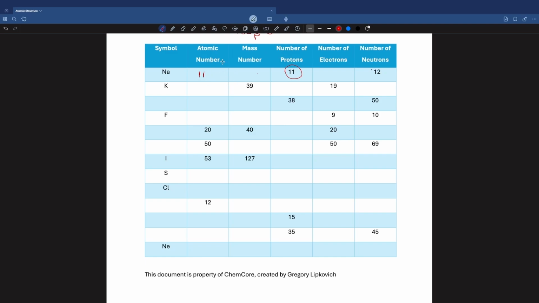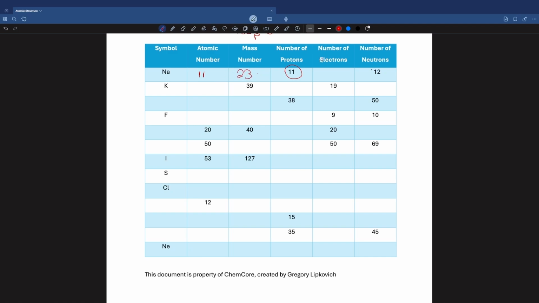And so we can actually derive the atomic number just from the number of protons that are given to us. We also don't need the periodic table for the mass number. How do I know that? Well, the mass number is defined as the number of protons plus the number of neutrons. And if the neutrons are given to us, well, we just add the 2. And that means that the mass number is 23.